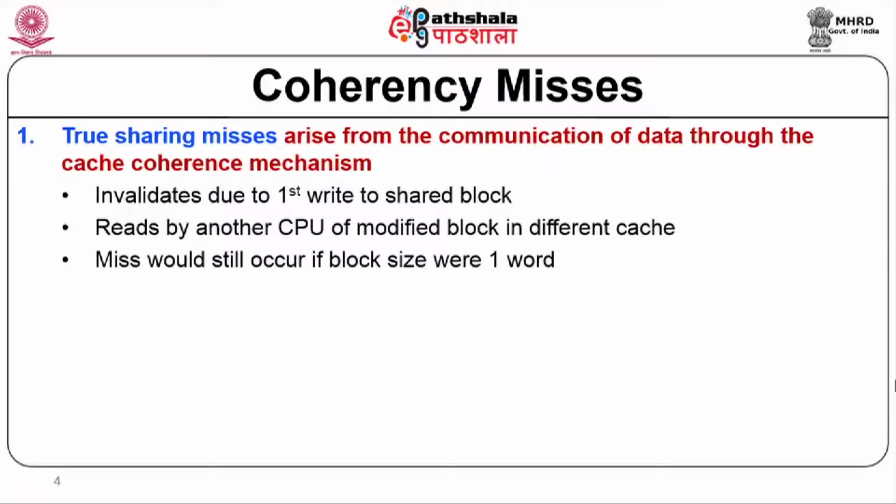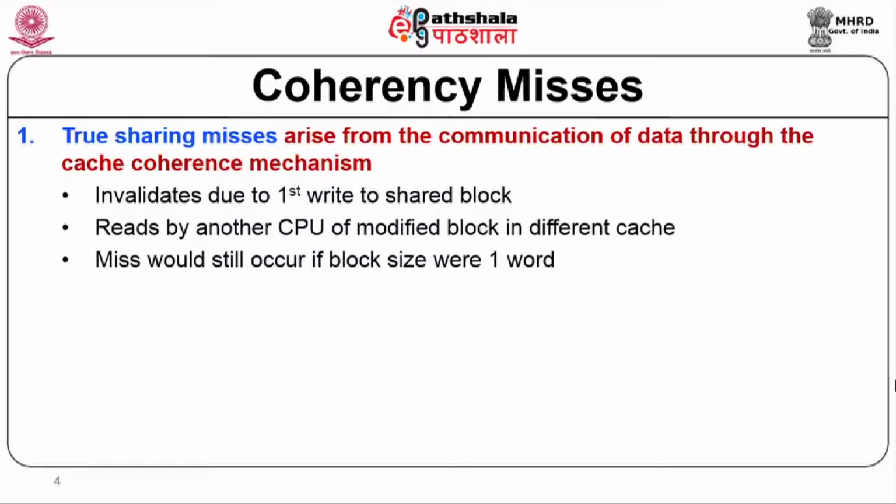With respect to coherence misses, we have 2 different types of misses here. One is called a true sharing miss and the other one is called a false sharing miss. We will see what the distinction is between them. A true sharing miss arises from the communication of data through the cache coherence mechanism. Say for example, you have invalidates due to the first write to the shared block, and another processor wants to read this modified block in a different cache. It will definitely encounter a cache miss, and that becomes a true sharing miss.